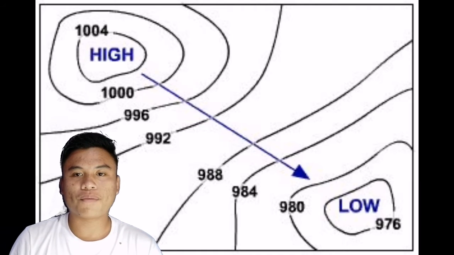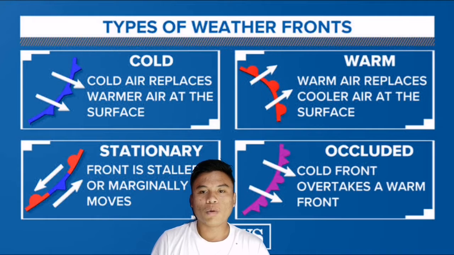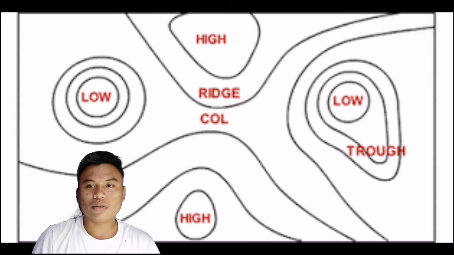There are four types of front most commonly seen in weather maps: the cold front, warm front, occluded front, and lastly the stationary front. A col, also called a saddle point or neutral point, is in meteorology the point of intersection of a trough and a ridge. In the pressure pattern of a weather map, there are different types of col: the symmetric, anticyclonic, and the cyclonic col.